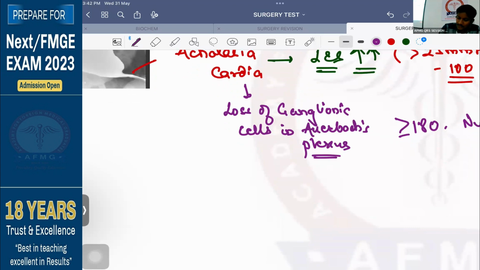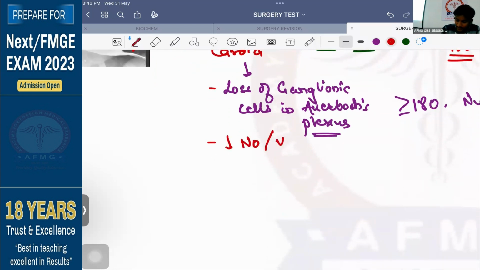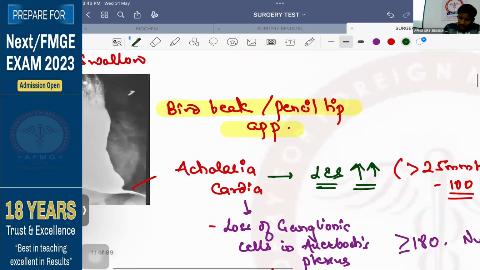Or there is deficiency of which neurotransmitters? Nitric oxide, or second is VIP, vasoactive intestinal peptide. No issues with this anybody? These are the usual causes of achalasia cardia. It is a motility disorder. Here the patient will come to you with dysphagia, halitosis and regurgitation. Important is here the patient will have dysphagia, but will it be more to liquids or solids?